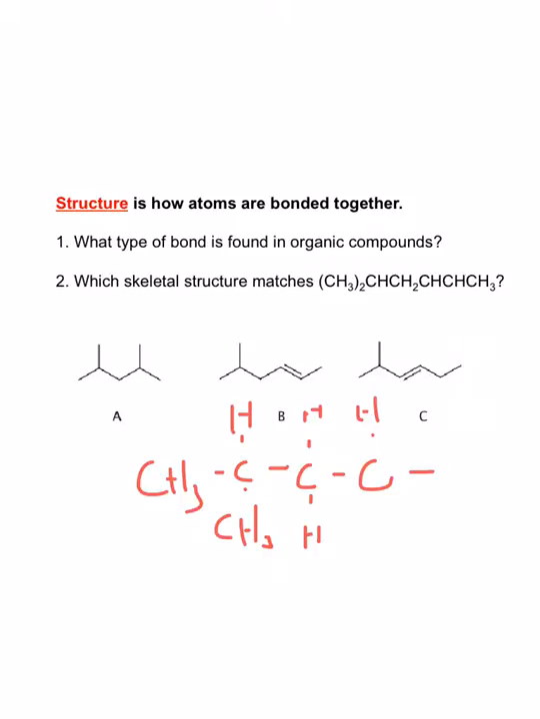That's bonded to another H, which is bonded to a CH3. Note that this carbon has only 3 bonds as this one, so this must be a double bond. Therefore, this structure must be B.